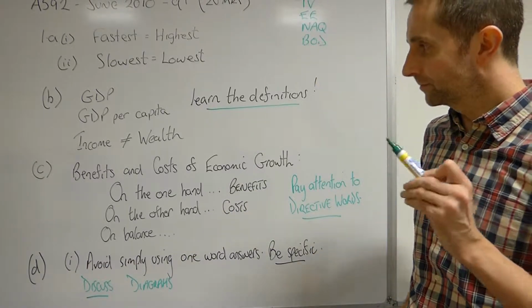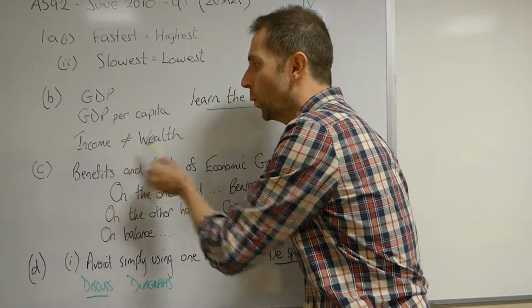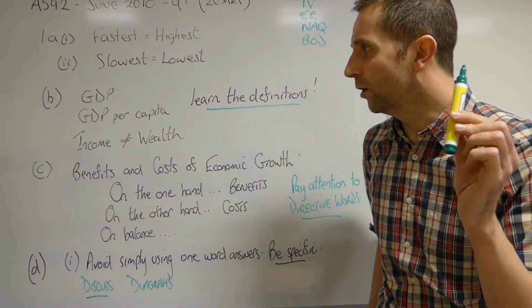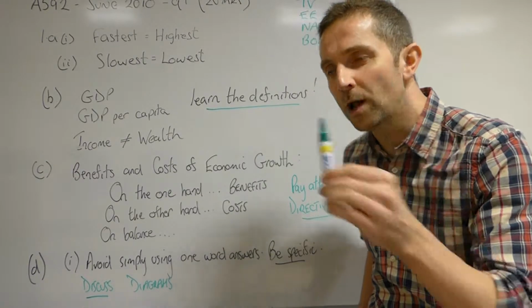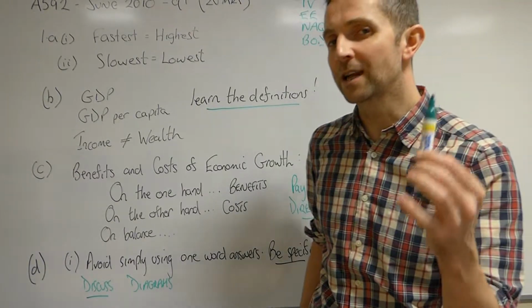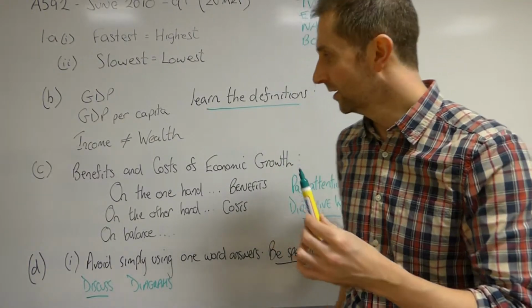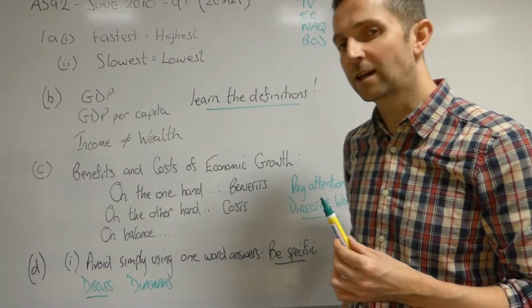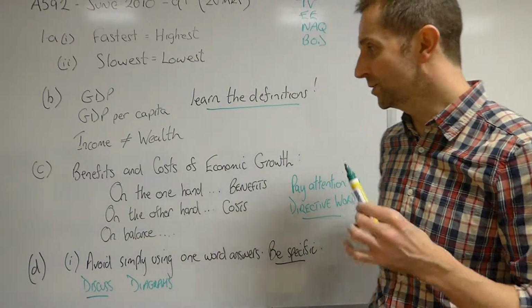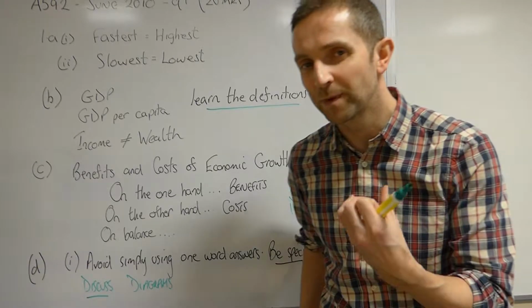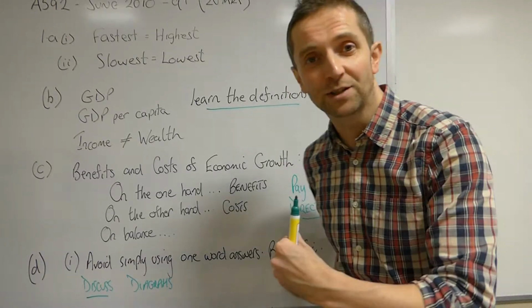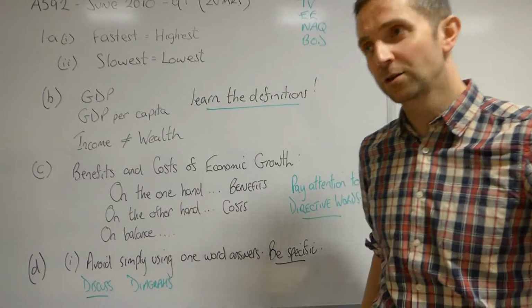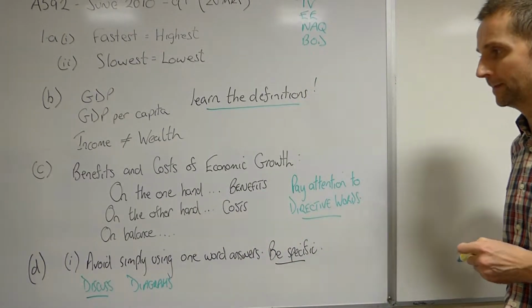Next one. Income and wealth. A lot of you on B, you're talking about GDP and mentioning in the same breath wealth. Well, GDP is measuring income, not wealth. And you need to get it clear in your own mind what the difference is between those two things. Wealth, of course, being a stock, whereas income is something that accumulates, and in the case of GDP, accumulating over the course of a year.